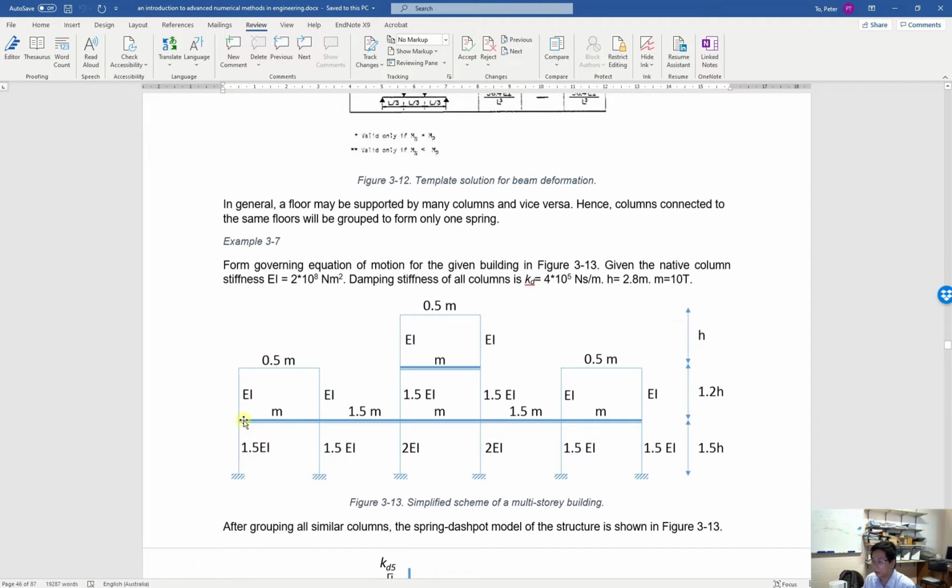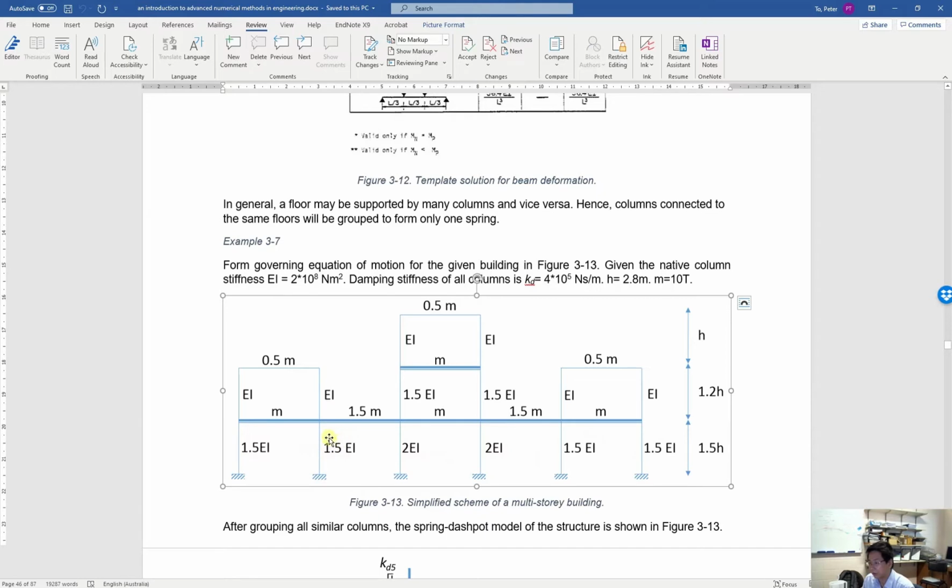Just have a look at this diagram, where you have three blocks and many columns attached to them. The first step when you try to build up the matrix of stiffness and matrix of damping stiffness for this building is to analyze the degrees of freedom. How many degrees of freedom can this building have? You can see if this one is one degree of freedom, this one should be the same because they move together. So we have 1, 2, 3, 4, and 5. So this building has 5 degrees of freedom.